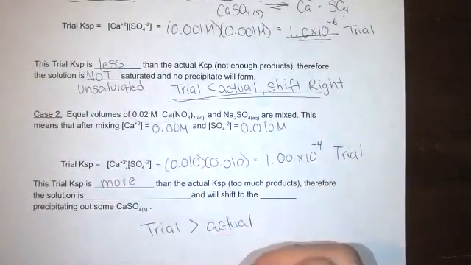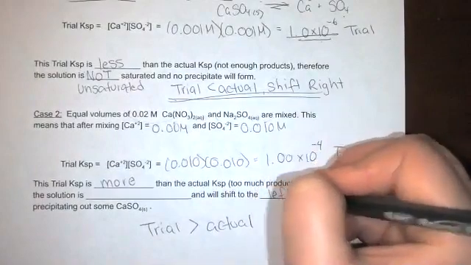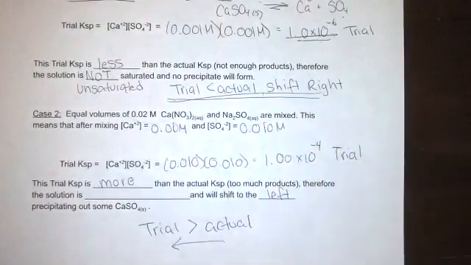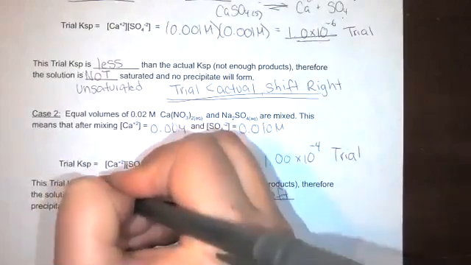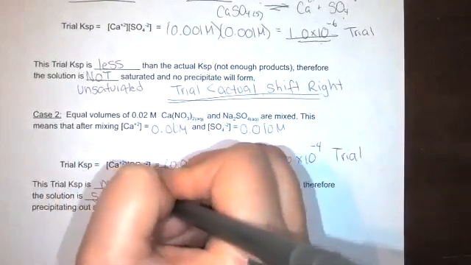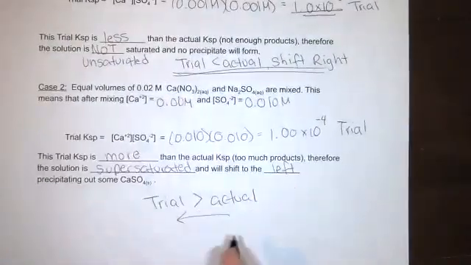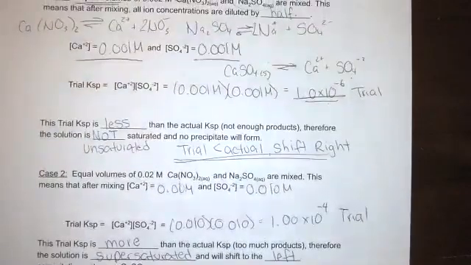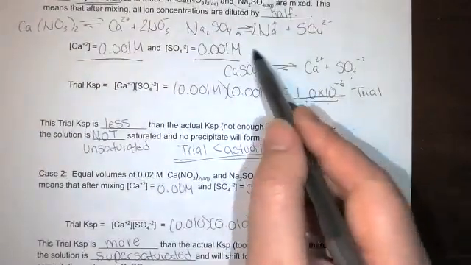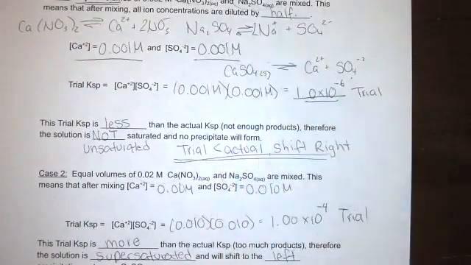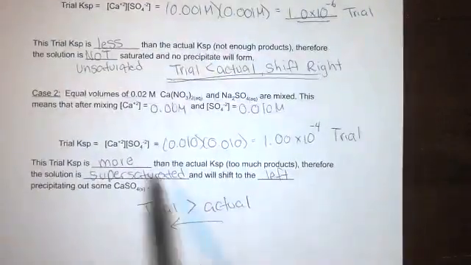which means I am going to have to shift to the left because I have too much products here. My solution is what's called supersaturated. So I have too much of my products. It's now going to shift to the left in order to go back to a saturated solution. Since it's shifting to the left here, that means I'm going to be forming some of this solid calcium sulfate. So that is why we'd see a precipitate here.